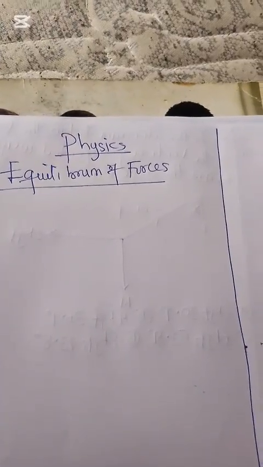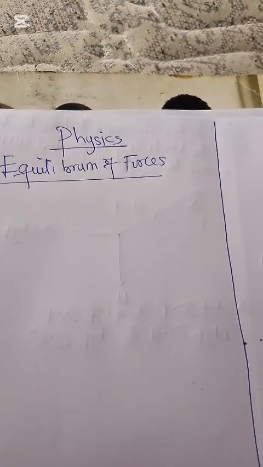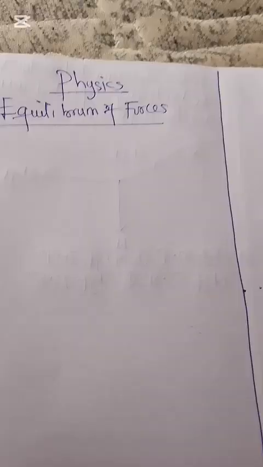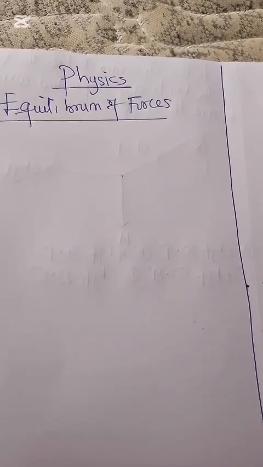In our today's video or class, we shall be discussing equilibrium of forces. What is equilibrium? Equilibrium is simply a state in which all forces acting on an object are balanced and the net force acting on the body is zero. So when all forces acting on an object are balanced, you say the object is in equilibrium. That is equilibrium of forces.